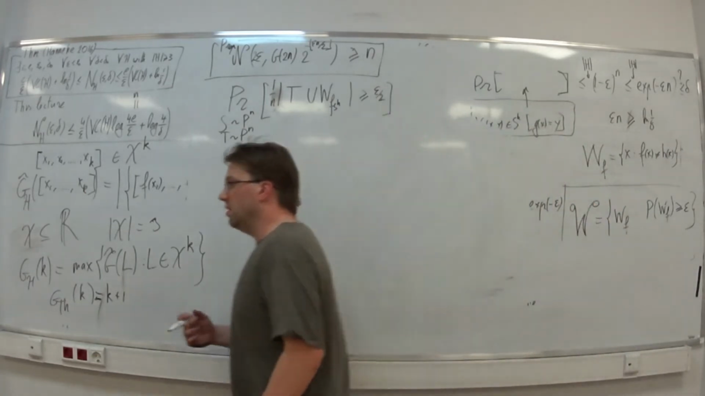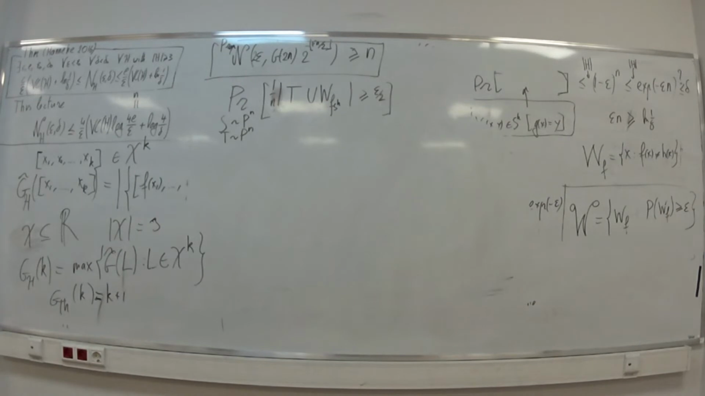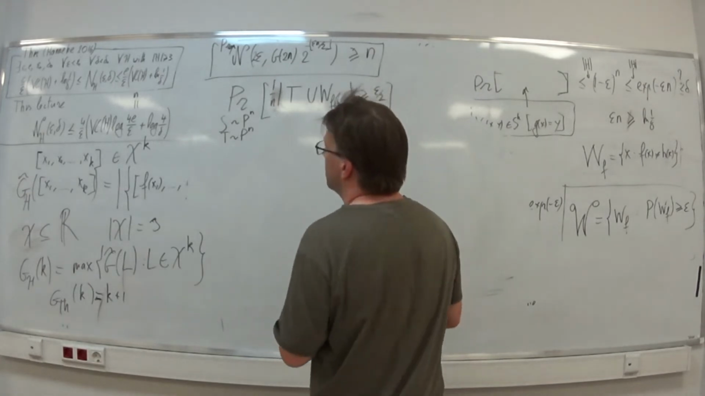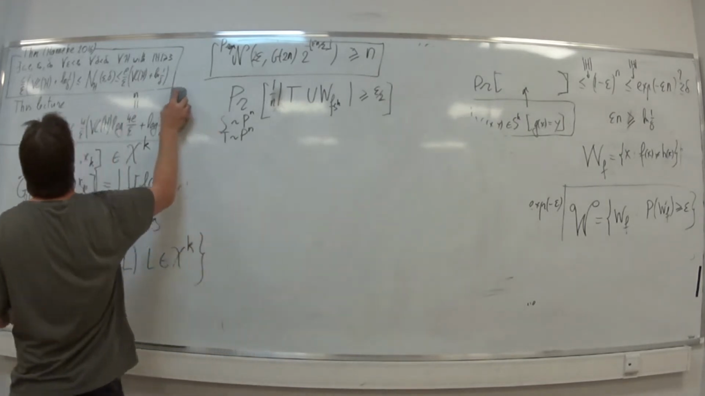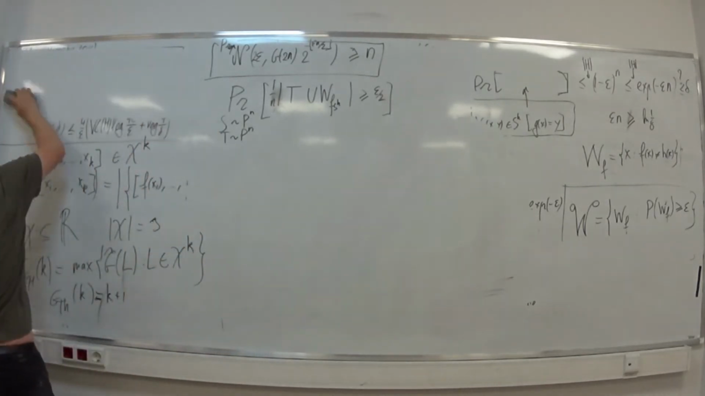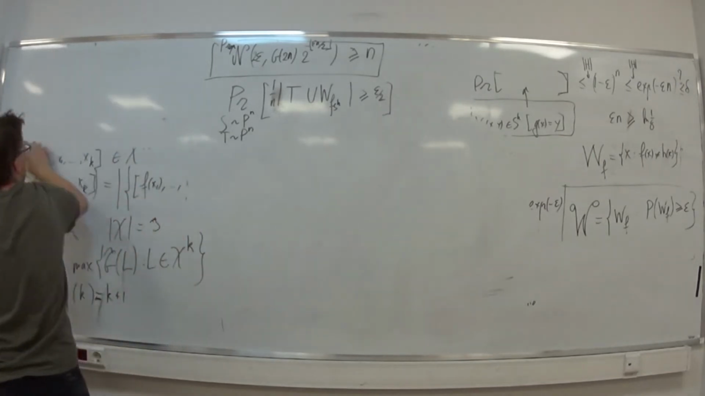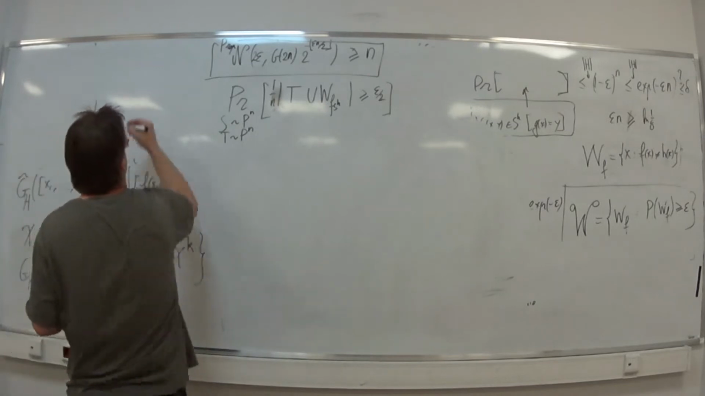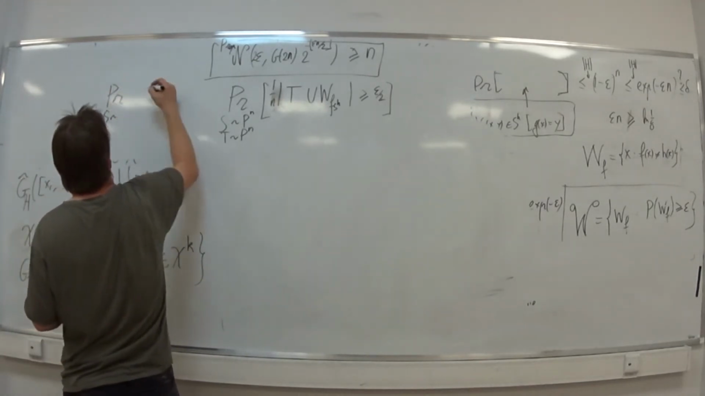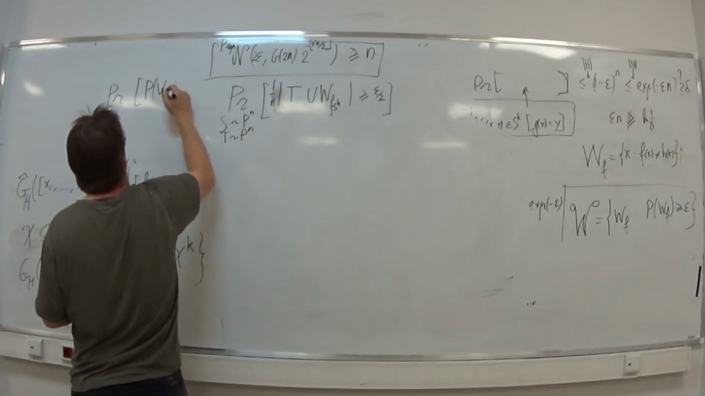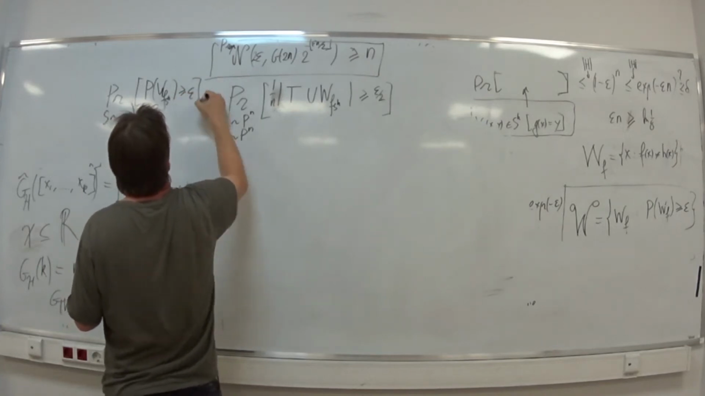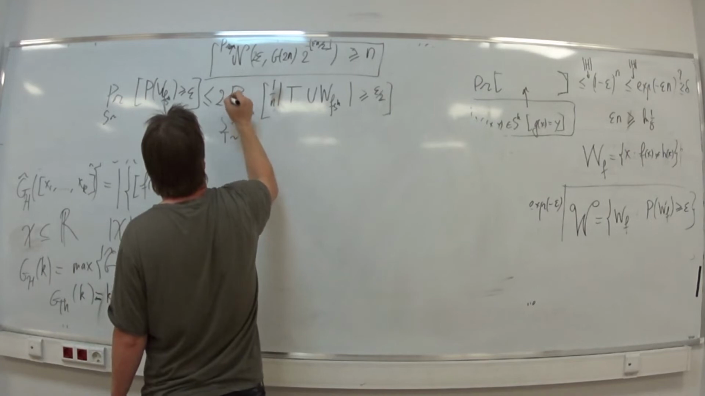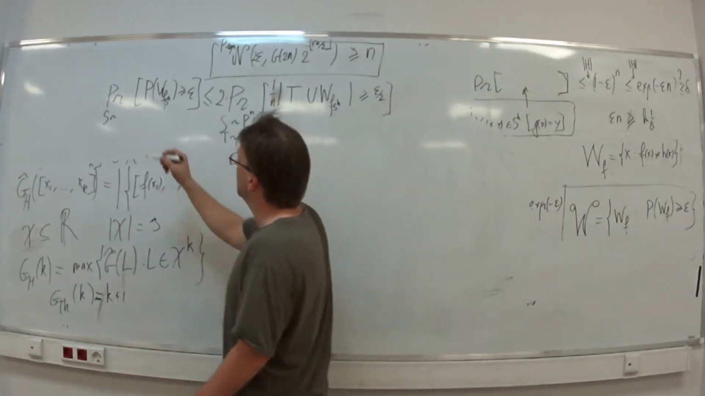So in the first step, let me check that I don't waste time. In the first step, I will say that the probability that W_f(S) is bigger than epsilon is bounded by 2 times this probability. So that's the first lemma.